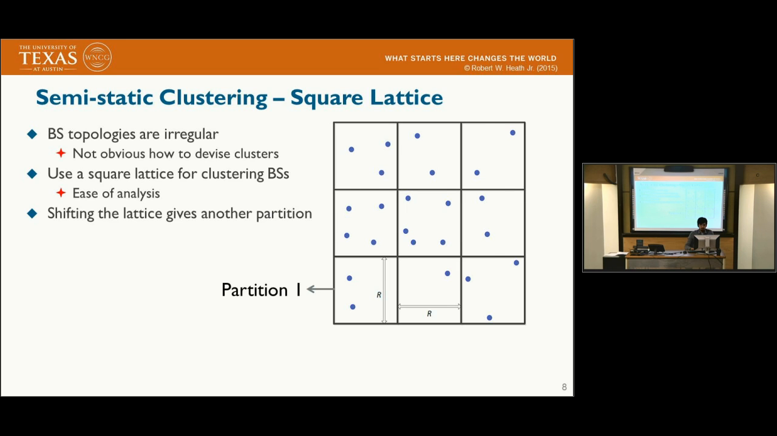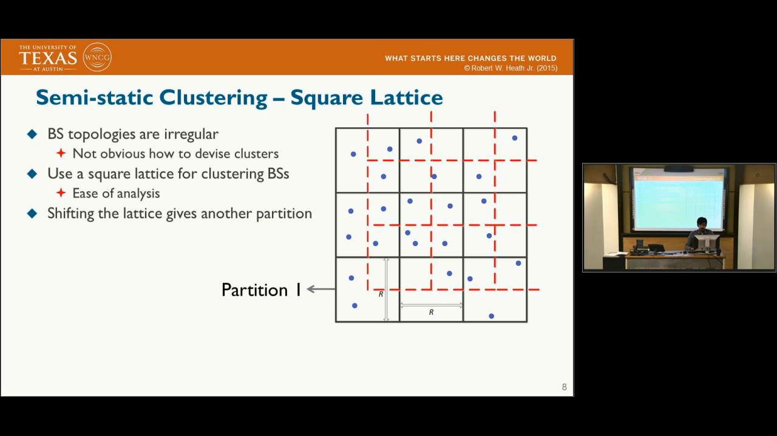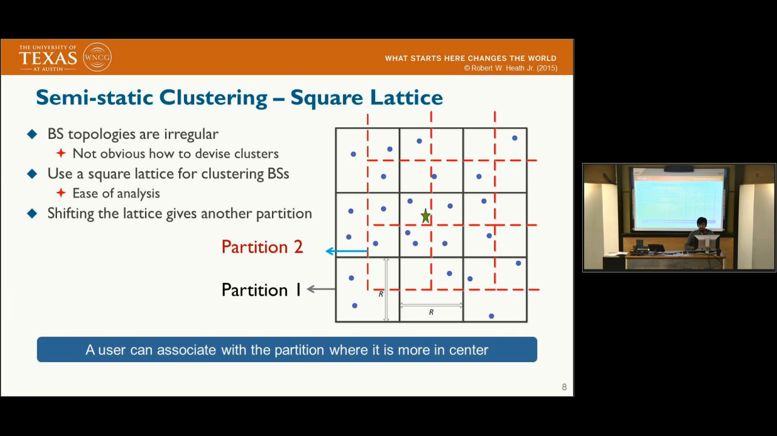A simple idea is to shift the square lattice to get another partition of the base stations. A user can associate with the partition where it is more in the center, and each partition would be used on alternate time slots. For example, here we could see a user denoted by a green star, and there are two possible partitions, partition 1 or partition 2. Only one of the partitions would be active in a given time frequency slot.